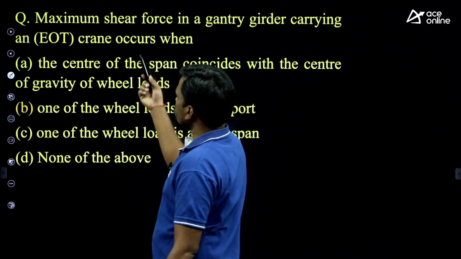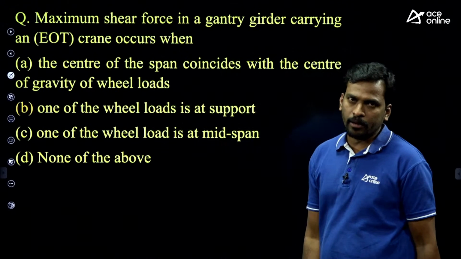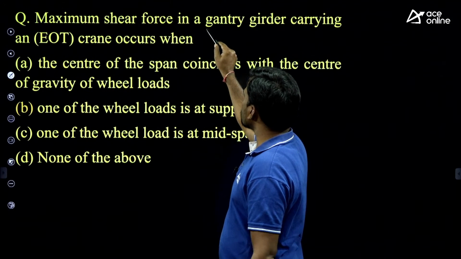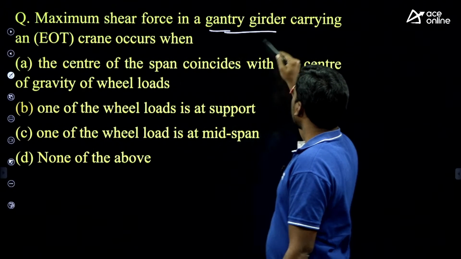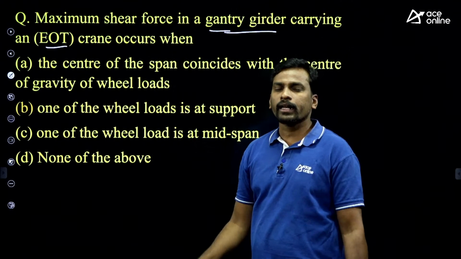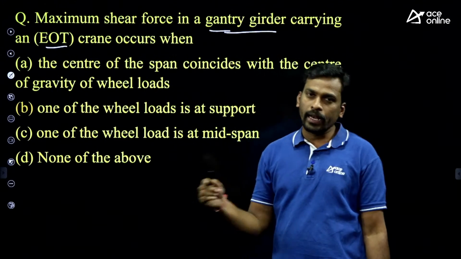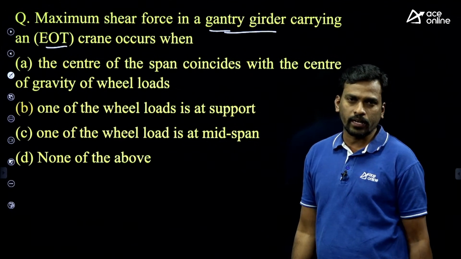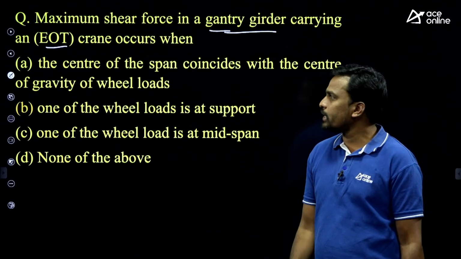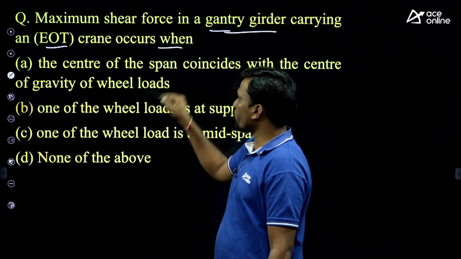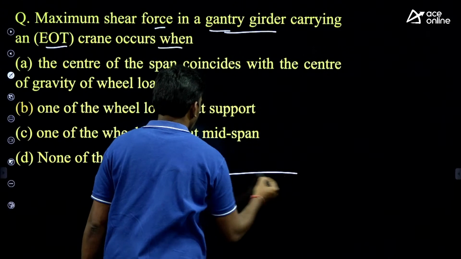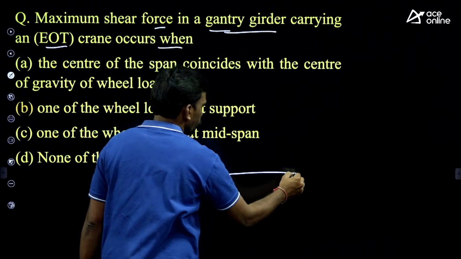Next, this is a question from gantry girder. Previously it was plate girder, now it is gantry girder. Maximum shear force in a gantry girder carrying EOT, that is electrically operated overhead traveling crane. Two types of cranes are there, right? Another one is MOT, manually operated overhead traveling crane. When will we get the maximum shear? The gantry girder is treated as a simply supported beam only.